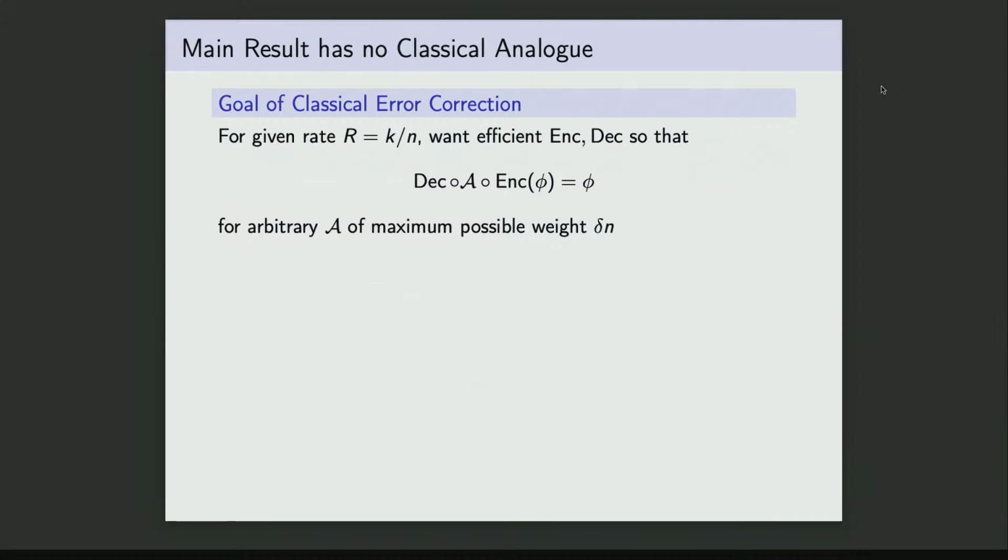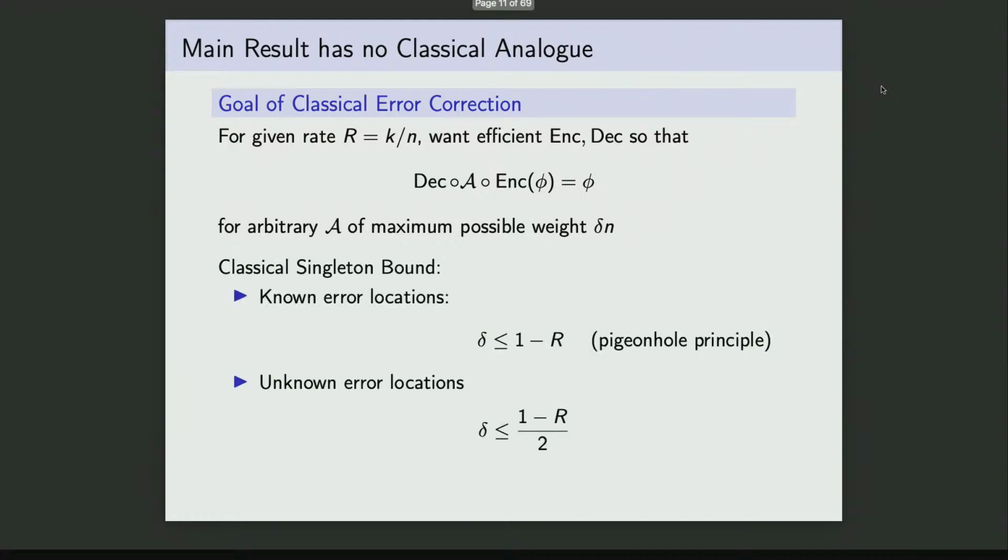Actually, interestingly, this has no classical analog. The goal of classical error correction is the same as the goal of quantum error correction. And there's a classical singleton bound that's analogous to the quantum singleton bound, but it's double the quantum singleton bound. So for known error locations classically, we can only correct up to errors acting on 1 minus r fraction of the code symbols, whereas quantumly it is (1 minus r) over 2. And when we don't know the error locations, classically this drops by a factor of 2, as it did quantumly.